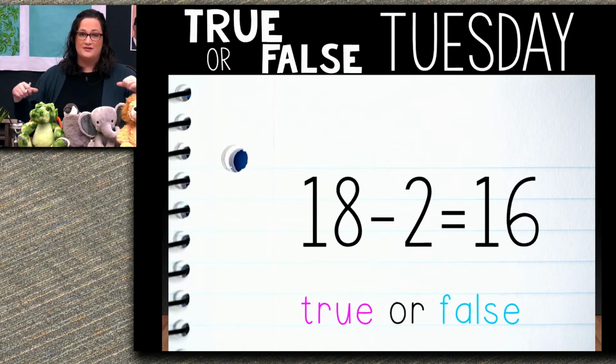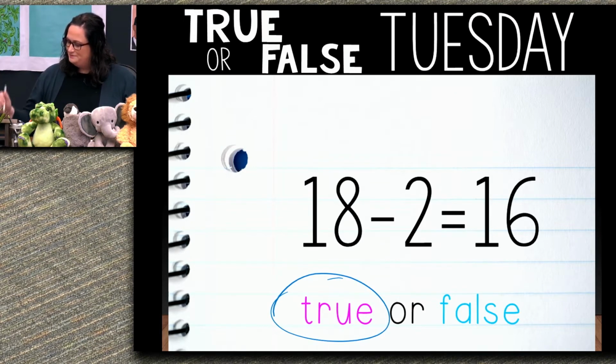Okay, 18 minus 2 is the same as 16. True or false? Ding, ding, ding, ding, ding. If I have 8 and I take away 2, I'm going to get 6. So if I have 18 and I take away 2, I'm going to get 16. Ding, ding, ding, it's true.